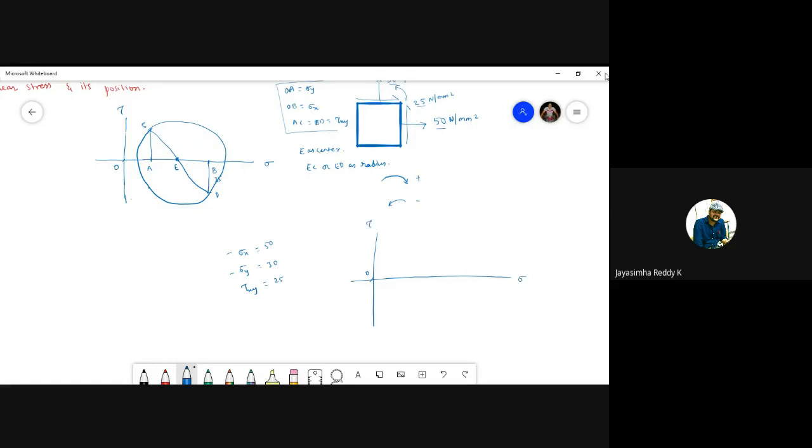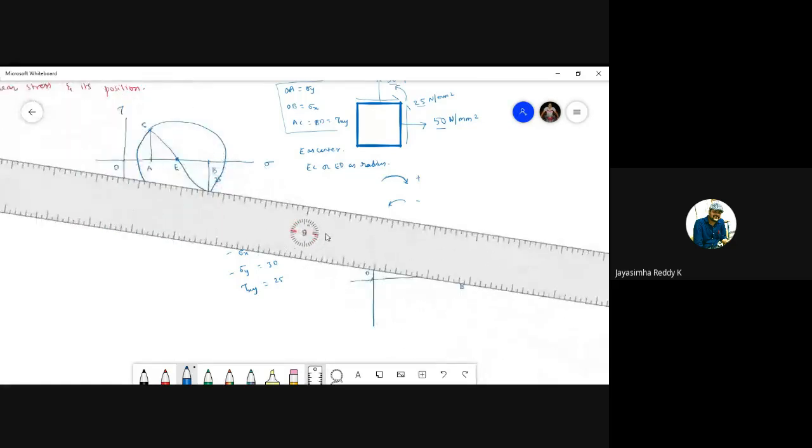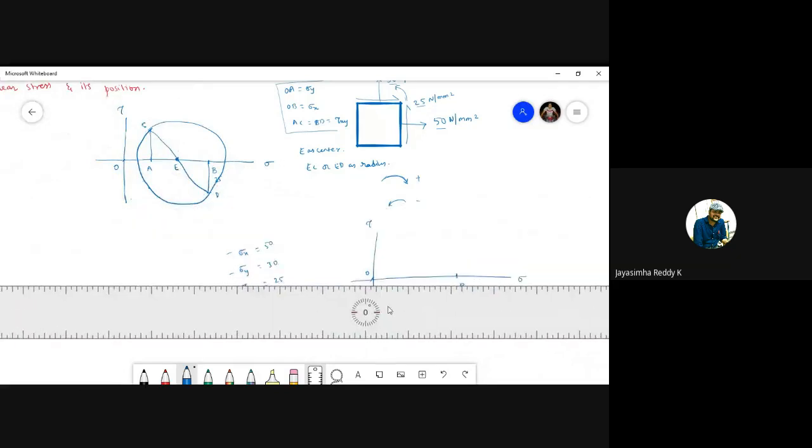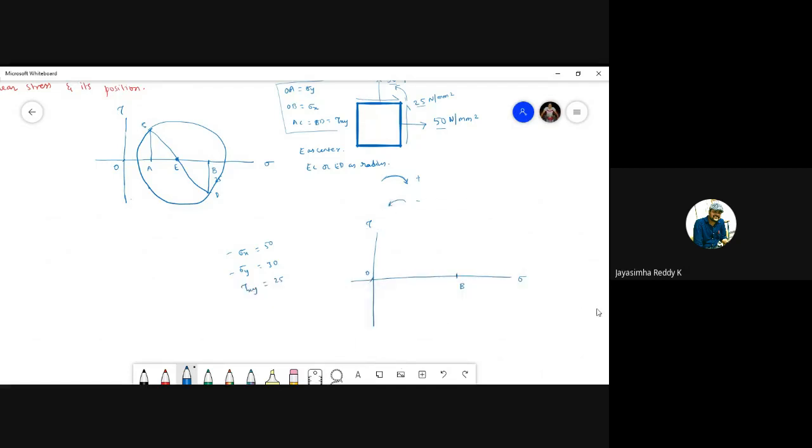Is it clear? Now mark sigma x. This is 50, and mark this point as B. Mark sigma y from O. Take your scale like this, and from point O we have to measure 50 here. Is it clear? Now from O only, measure 30 and mark this as A. So this length is OA, and this is OB.